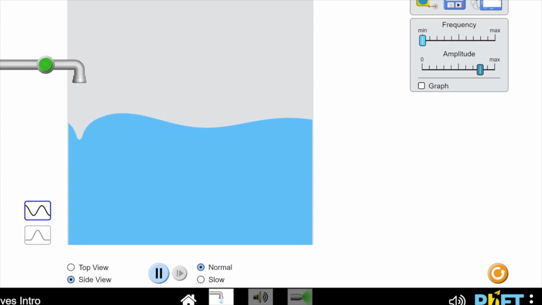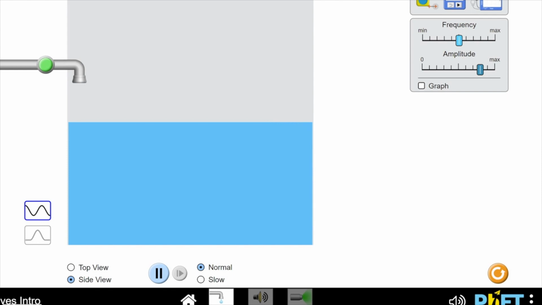And what I'm going to do now is switch the tap off, let the water settle, and I want you to compare how that looks to when I increase the frequency up to a maximum. Watch. Okay, so we've got high frequency, a high number of waves per second. We measure frequency in units called hertz, and we'll look more at that in a moment.